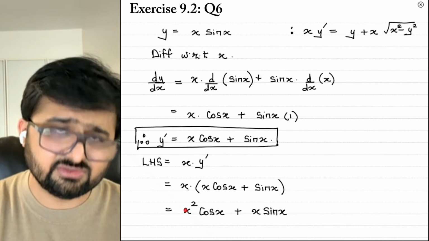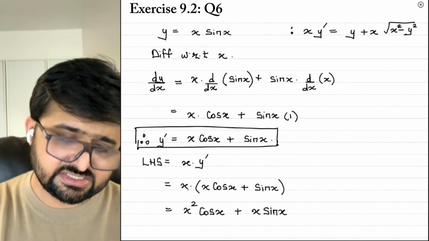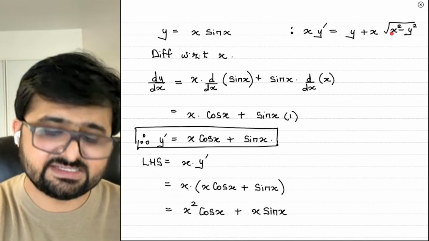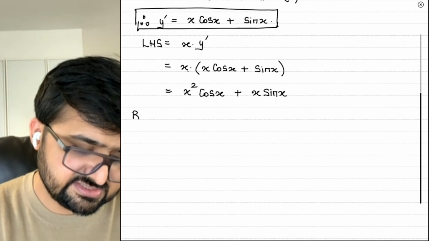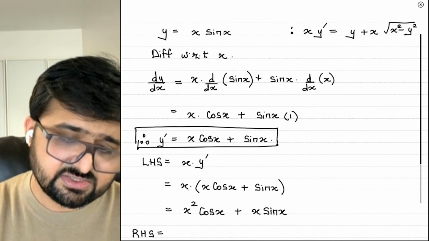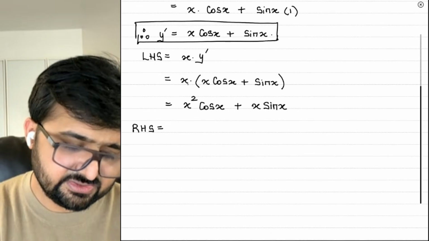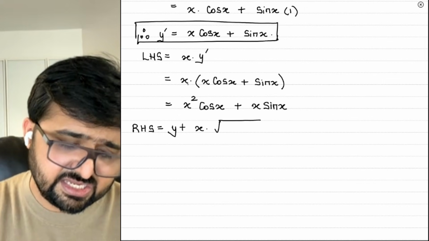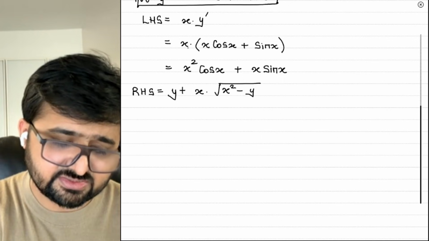Okay, now it looks like it's nowhere near this RHS. So in order to get both RHS and LHS the same, I think we'll have to simplify the right hand side as well. So let's start with the right hand side. Our right hand side is y plus x square root of x square minus y square. X square minus y square.